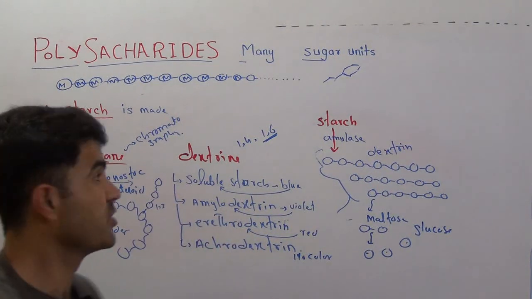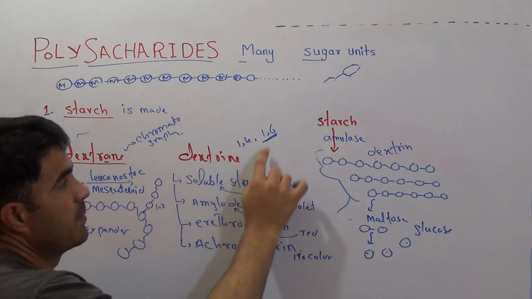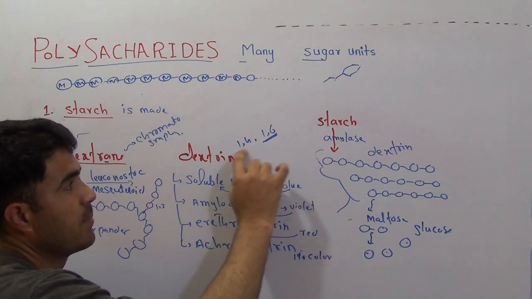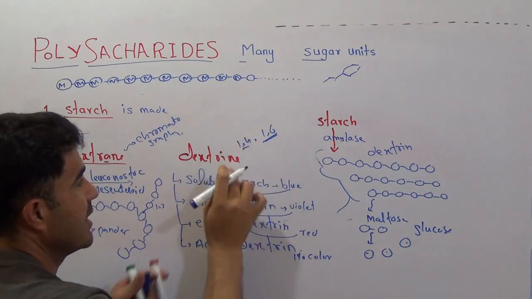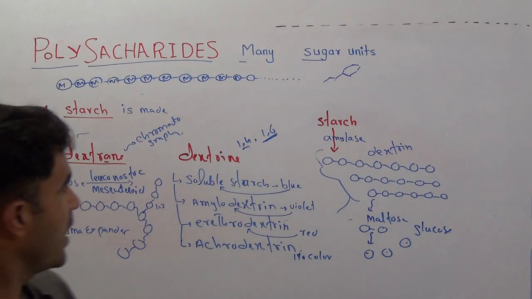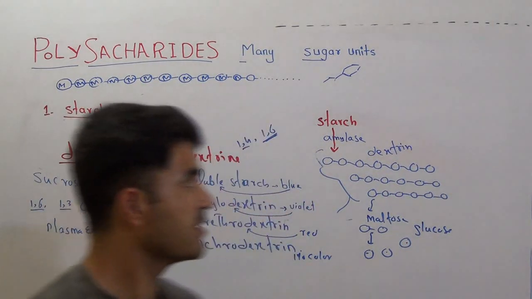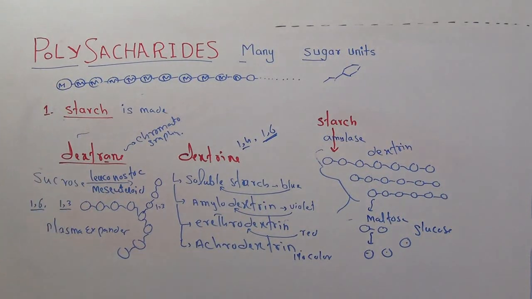I'm sorry, I said that there is no branching. There are also branches, but the branching is at 1-6 and the main bond is 1-4. So 1-4 and 1-6 in the dextrin, while 1-6 and 1-3 in the dextran. I hope you got this idea of dextrin. Now we will go towards the next topic, that is inulin.